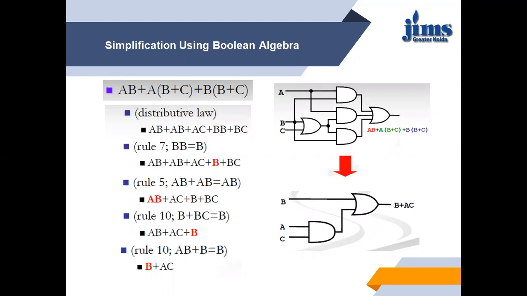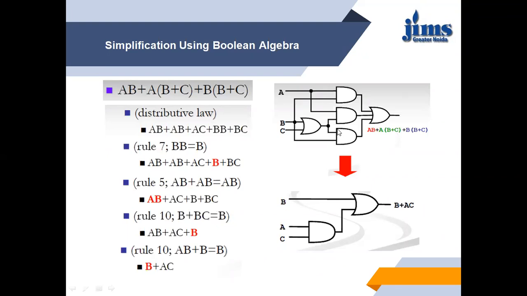So you can directly see that after the simplification we have reduced the number of gates. Here the number of gates are 1, 2, 3, 4, 5, and we have reduced it to only 2 gates. Further, the cross connections and the wiring have become very simple when we have simplified the Boolean function with the help of Boolean algebra.